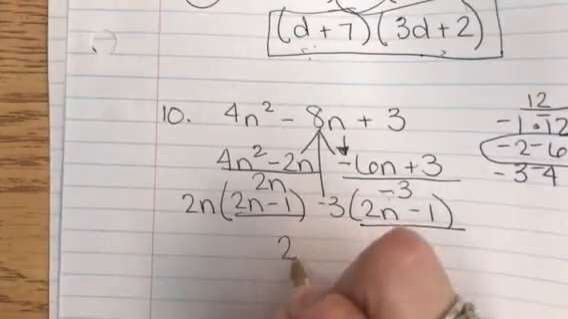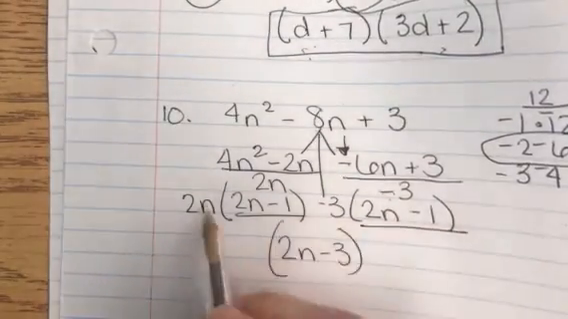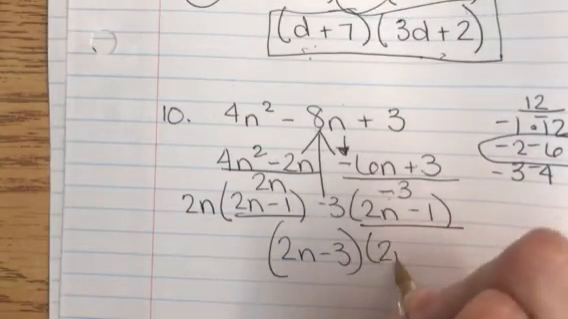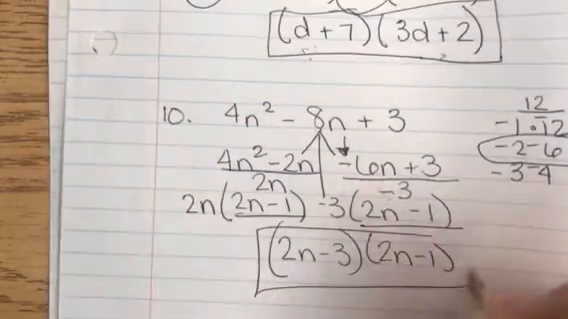And so then for our final answer, we'll have a 2n minus 3. That comes from putting my two GCFs together. And then the common binomial of 2n minus 1.